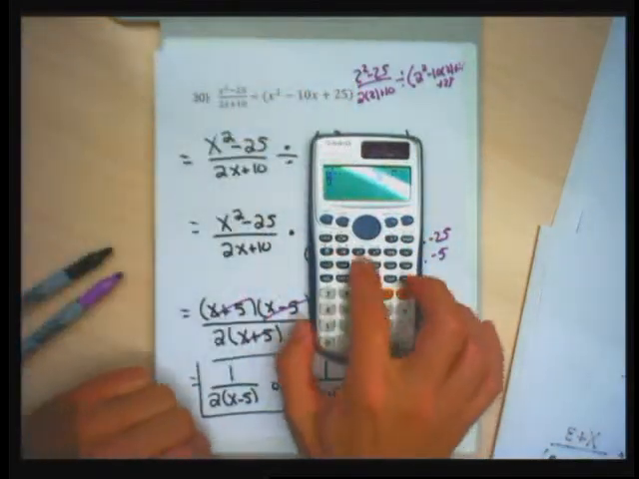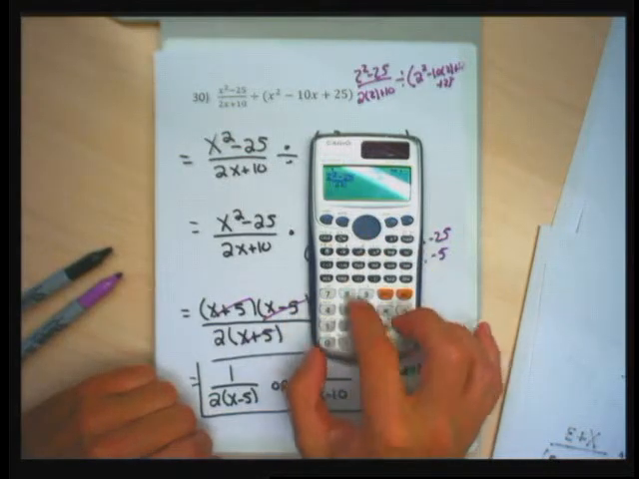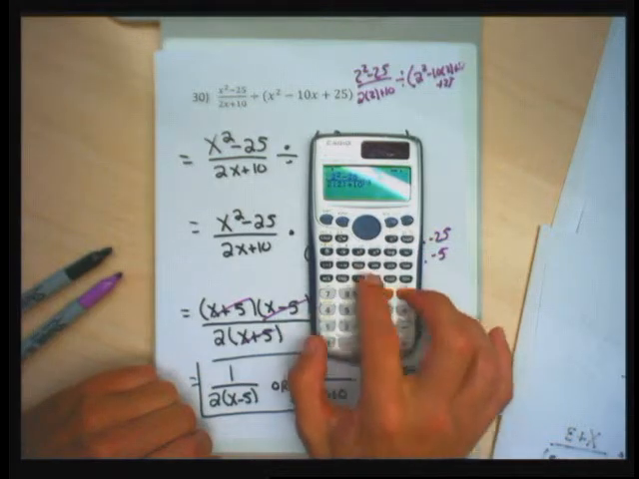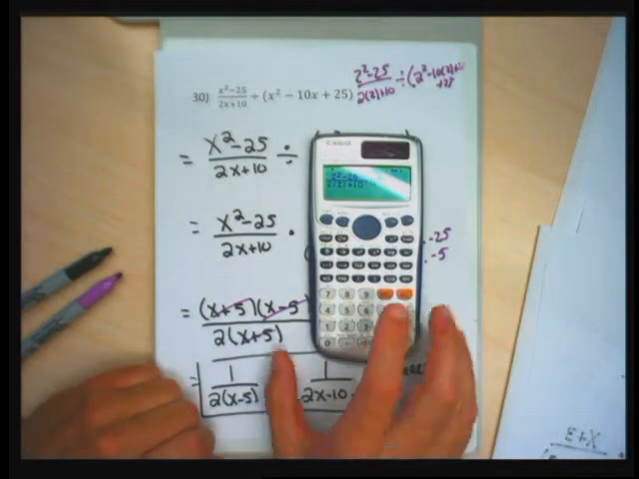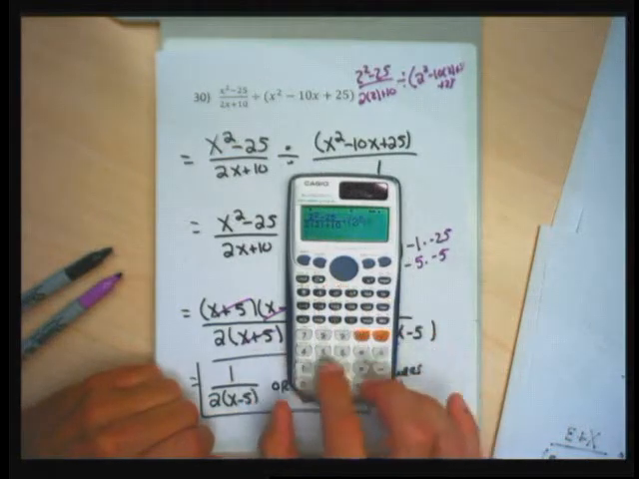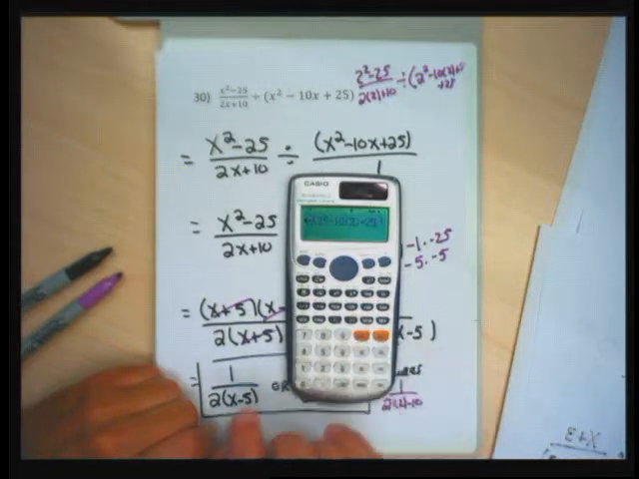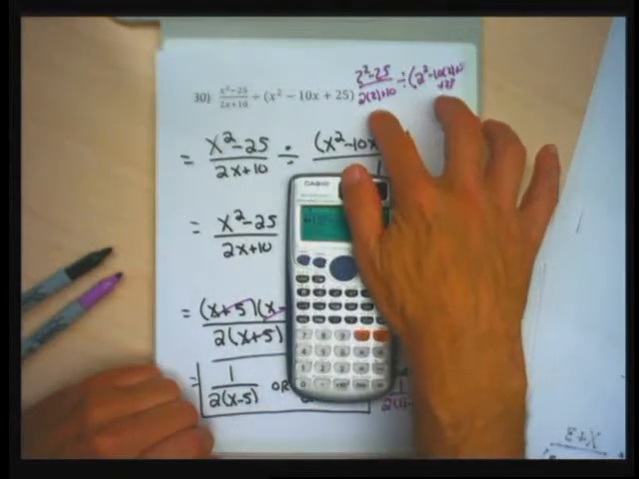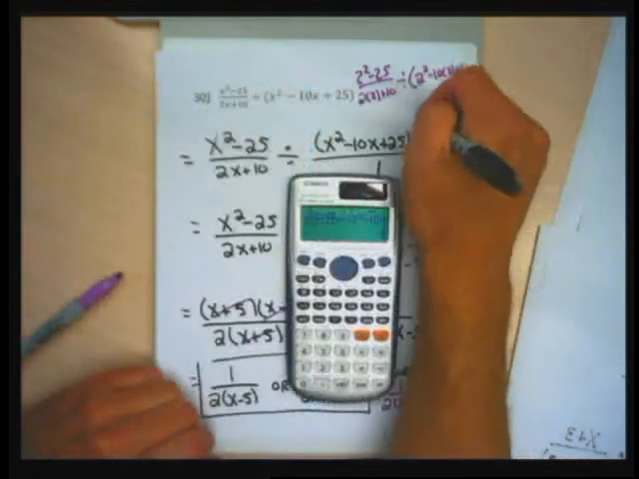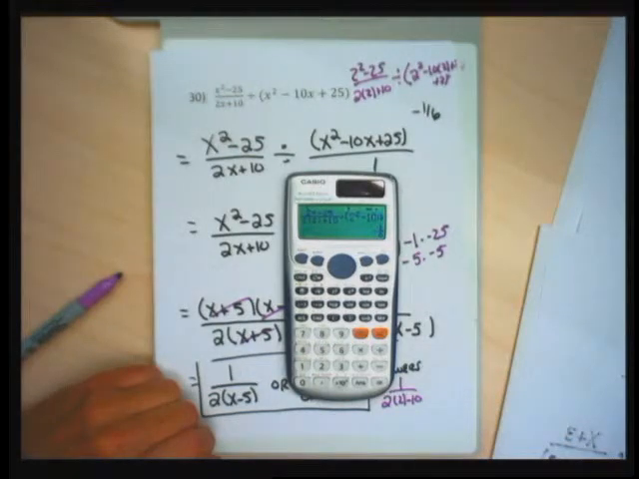Fraction 2 squared minus 25 over 2 times 2 plus 10, divided by parentheses 2 squared minus 10 times 2 plus 25. So I've entered this the best I can. You can see it all. And when I hit enter, I get negative 1/6. It better be the case when I do this down there that I also get negative 1/6.